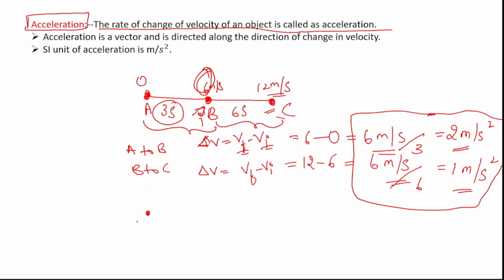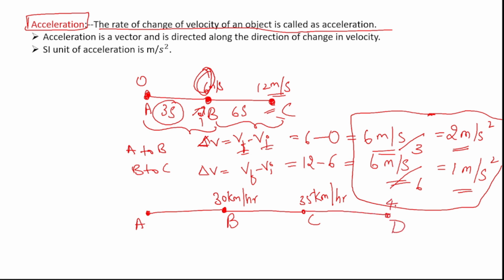Suppose a car moves from point A to point B. Let us say that on reaching B it has a velocity of 30 km per hour. Again when it moves from B to C, the velocity becomes 35 km per hour. Again from C to D, the velocity becomes 40 km per hour. So what is happening here? The velocity is increasing by 5 km per hour at every stage. The velocity is changing, so this is nothing but acceleration. The body has been accelerated.